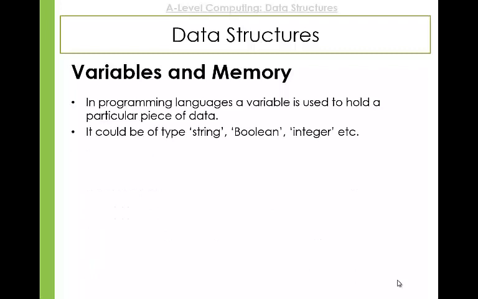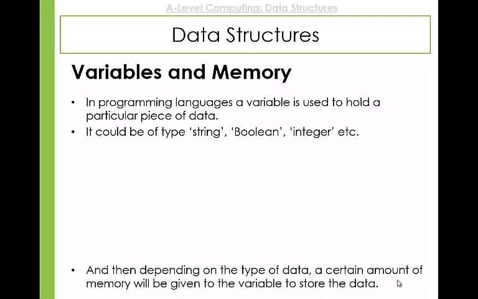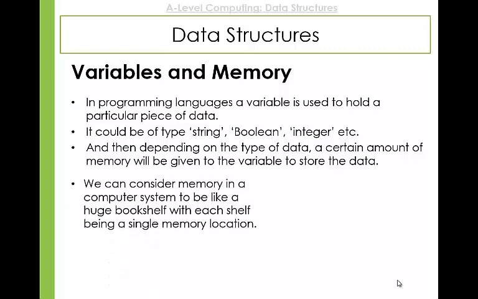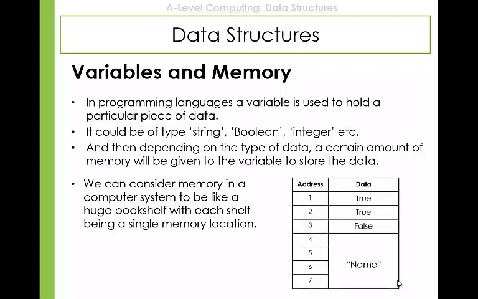So, we should already know that we use variables to hold a piece of data in a program. And these variables could be of different types, so it could be a string, boolean, integer, and then depending on the type of data that it holds, a certain amount of memory will be given to that variable. And you can think of memory in a computer to be a little bit like a bookshelf, a very big bookshelf, with each of the shelves being a single memory location. So if you consider this little diagram, we've got an example of memory, we've got the address of each location of memory, and we've got the data that it holds.